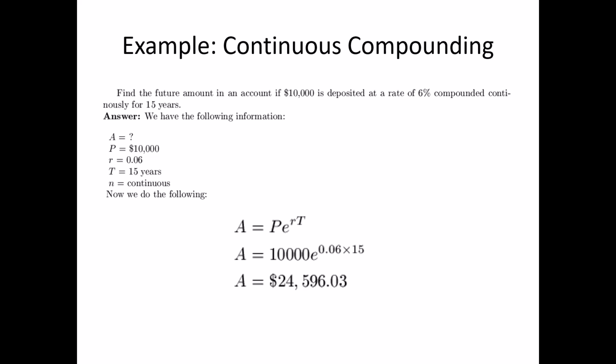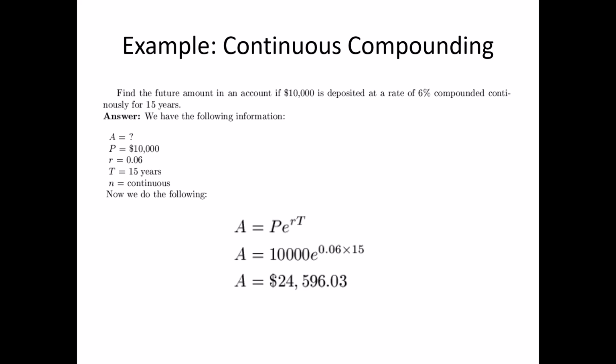So let's find the future amount in an account if $10,000 is deposited at a rate of 6% compounded continuously for 15 years. So in this situation, we are looking for the future amount. So A is unknown. P is the present amount or the principal, and that's the $10,000 we're depositing. The rate is given to us at 6%. We convert that to a decimal, so that's 0.06 for our formula. And the time frame is 15 years.